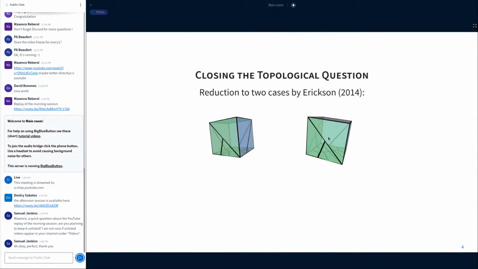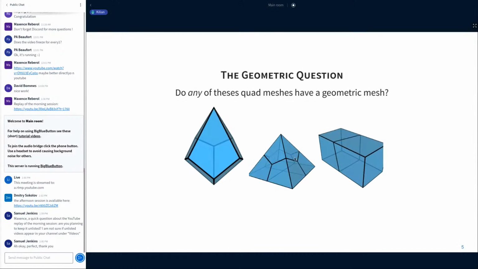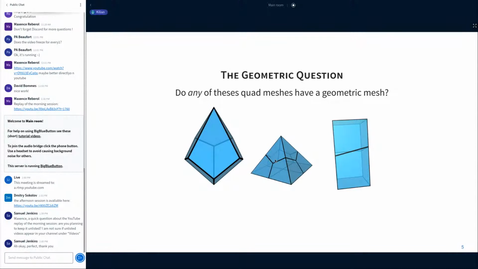Now, geometrically, if you look at these three examples that have been known for a very long time, we've had topological meshes for decades. Even for the last one, it's obvious that you can have a topological mesh with only two hex, but we haven't had a geometric mesh for any of them. And so that's the question that I'll be looking at today.